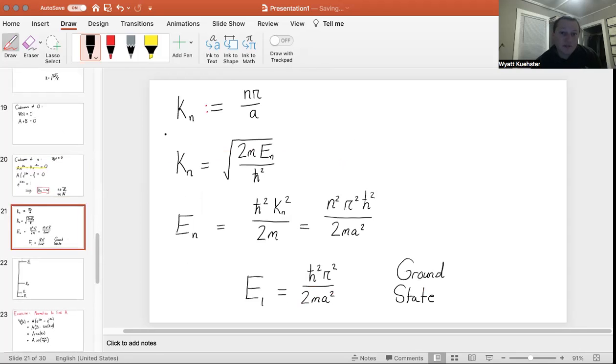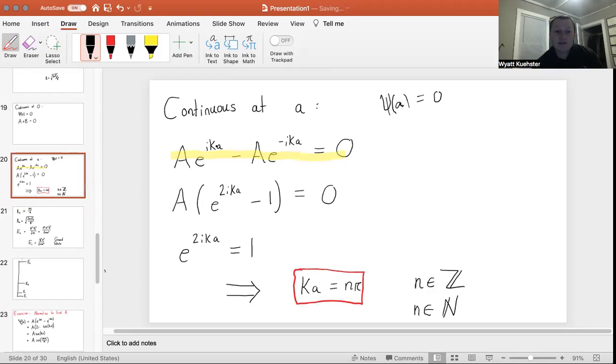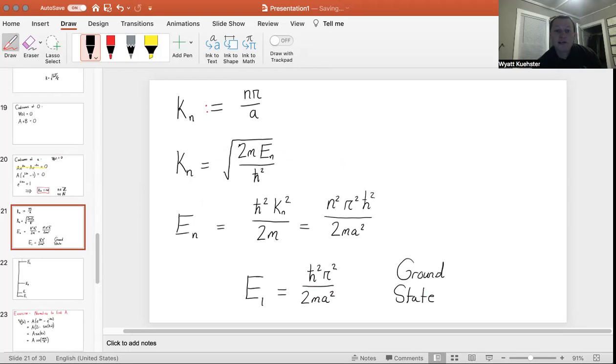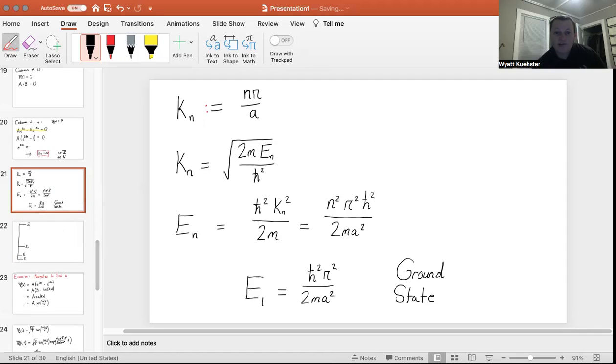Okay, and then since k is n pi over a, and I'll denote this kn since it depends on n, and we defined k as being this coefficient here. We define it as 2mE over h bar squared. We get a different energy for each n. So we get an En, which, just solving this equation, is h bar squared kn squared over 2m, and then putting back in the kn.